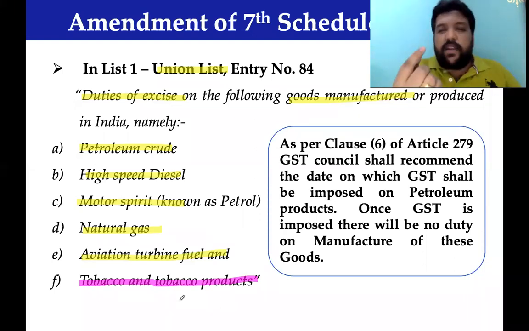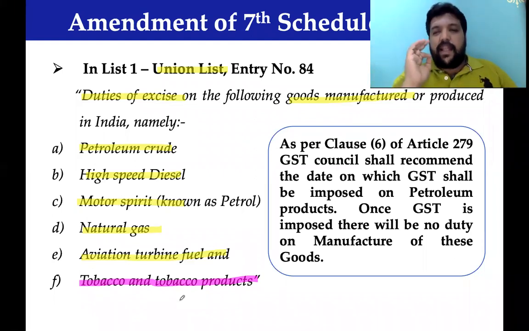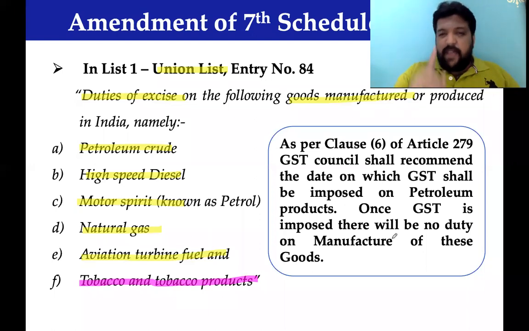Sir, give me one more example, sir. Nothing of that sort is possible, in other words. Okay. So coming back here, my intention is to discuss that the one product which is liable for both GST and excise duty is going to be your tobacco.